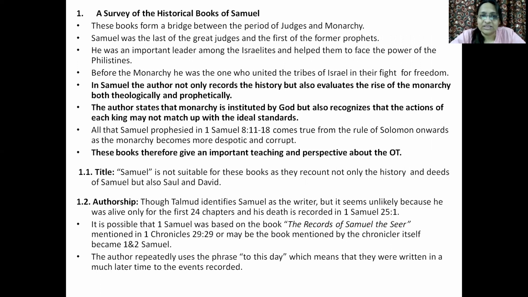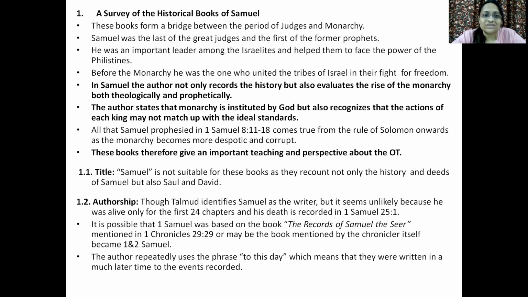Now let us begin, and we'll first look into the historical book of Samuel. We call it books because it is one and two. The book of Samuel basically forms a bridge between the period of Judges and the period of monarchy. So from the time of the last judge, Samuel, up to the whole of monarchy, the book of Samuel is talking about.